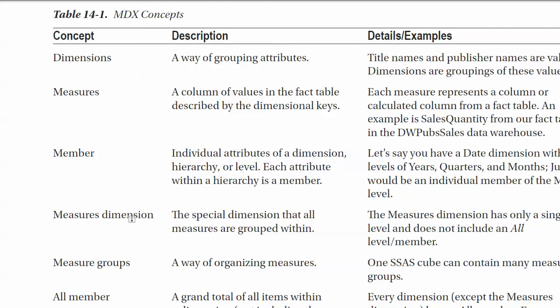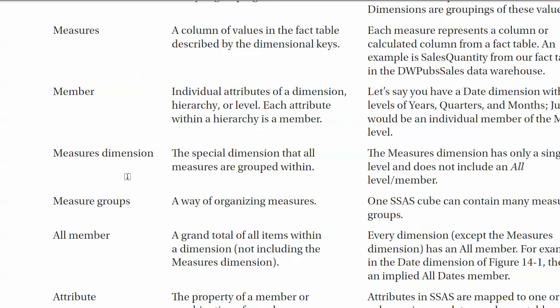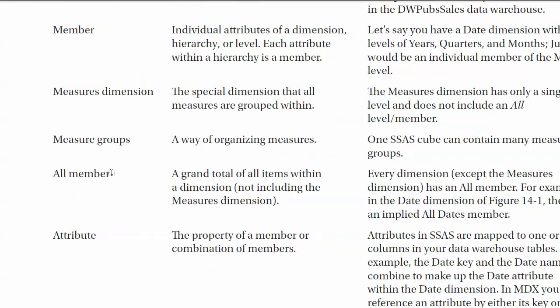The measure dimension, as I mentioned, is special in that, yes, it is a dimension, but it has no all level. There is no such thing as an all grouping. And there are measure groups. This is just a way of organizing your measures into groups. In most dimensions, you'll have an all member. That's a way of identifying the grand total of all the items in a given dimension. This is also true of hierarchies.